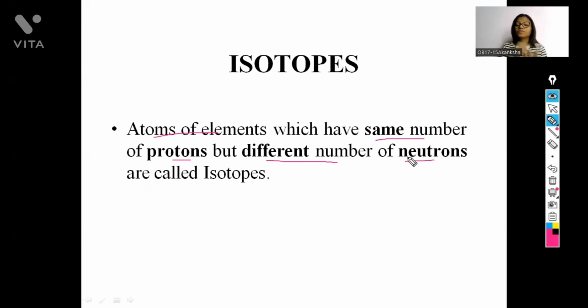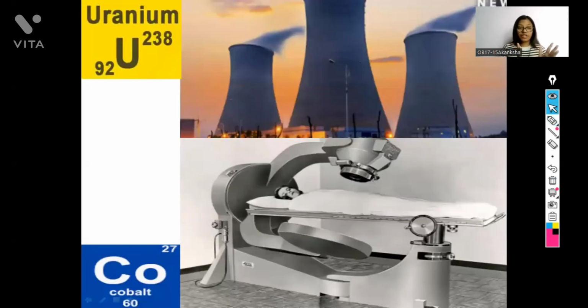So this was one common example of isotopes. Now I think the definition is clear. Now we will see one major example of isotopes that is given in your NCERT books, right? Moving on ahead, uranium and cobalt. Uranium has many other forms, which form these isotopes, so uranium is one of the examples of isotopes.